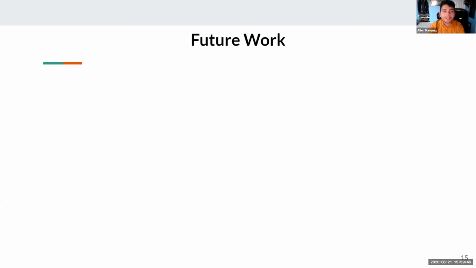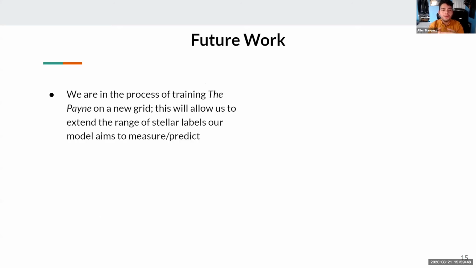And my last slide would be on future work. So we're actually currently in the process of training the Payne on a new grid. And this is going to allow us to extend the range of properties that we're actually able to measure. And just last night, we actually ran this on 270 stars from the RPA survey, which measures our process elements.